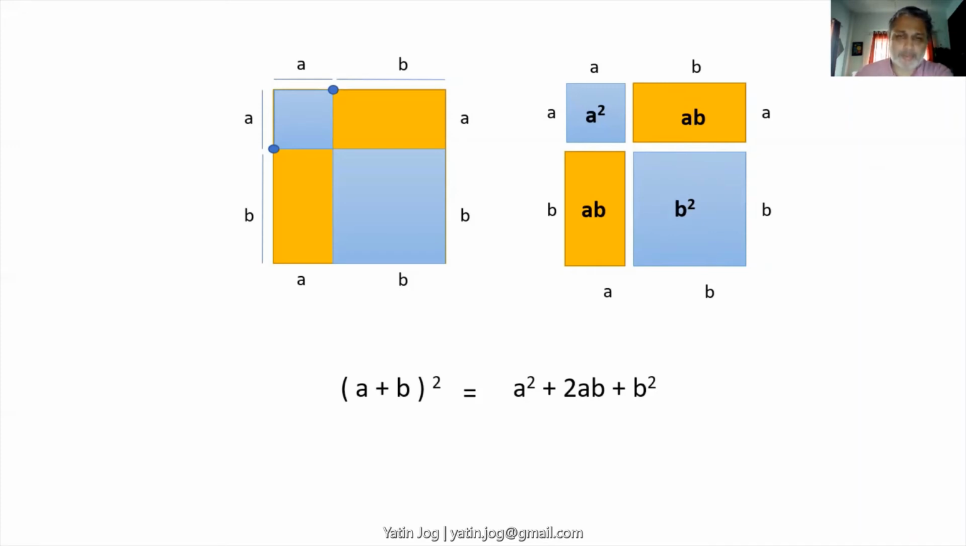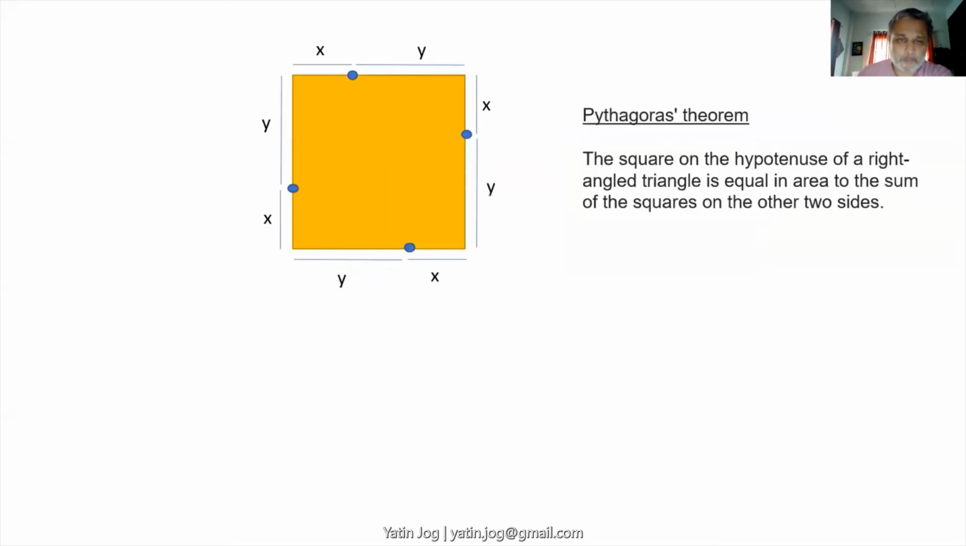Now that is one concept. Now the second concept is the Pythagoras theorem. As we know the area of a quadrangle, the area of a triangle, and why (a plus b) bracket square is a square plus 2ab plus b square, now we'll try to see why the Pythagoras theorem is stated like x square plus y square equal to z square. The Pythagoras theorem says the square on the hypotenuse of a right angle triangle is equal in area to the sum of the squares on the other 2 sides. So we'll look at the meaning of this Pythagoras theorem.